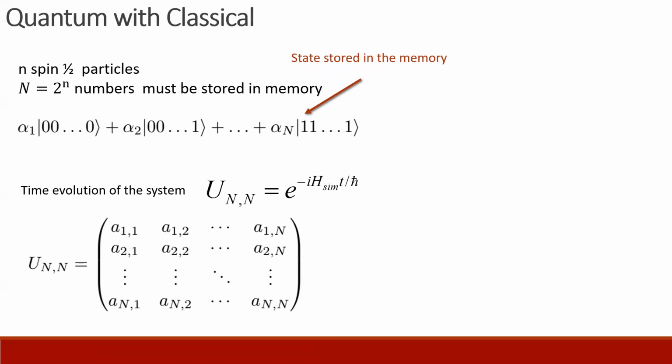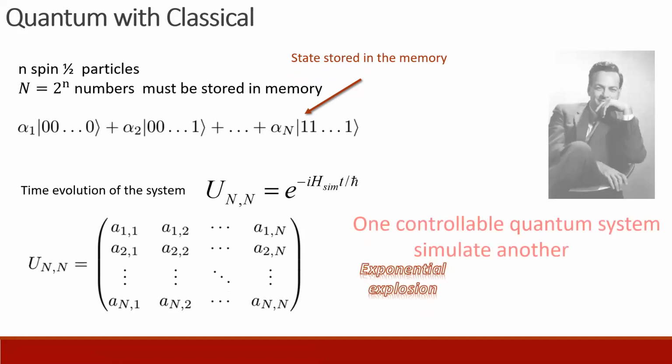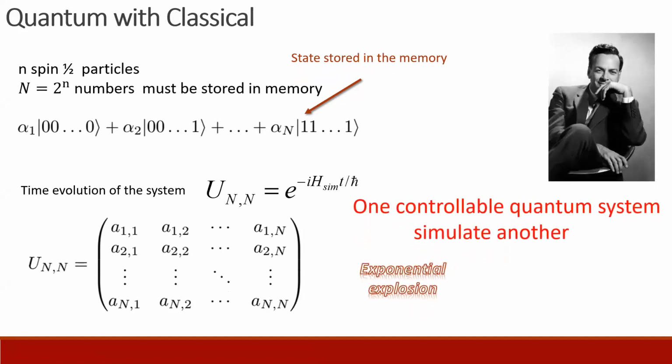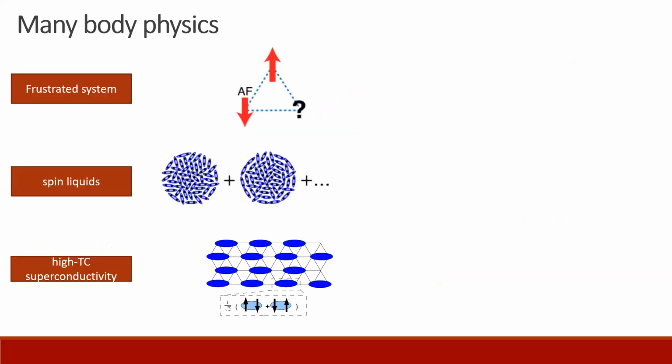An alternative approach suggested by Feynman is to have one controllable quantum system simulate another. This idea is appealing because it would solve both the problem of storing the quantum state and simulating its evolution without any exponential explosion. And quantum simulation would be very useful for advanced problems in physics, chemistry, and biology.